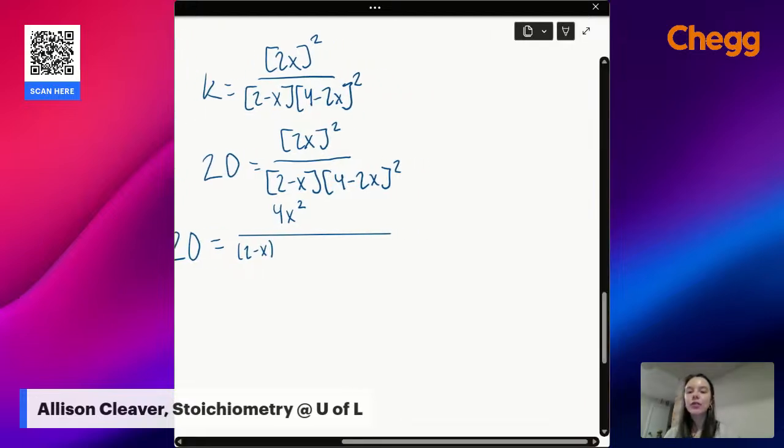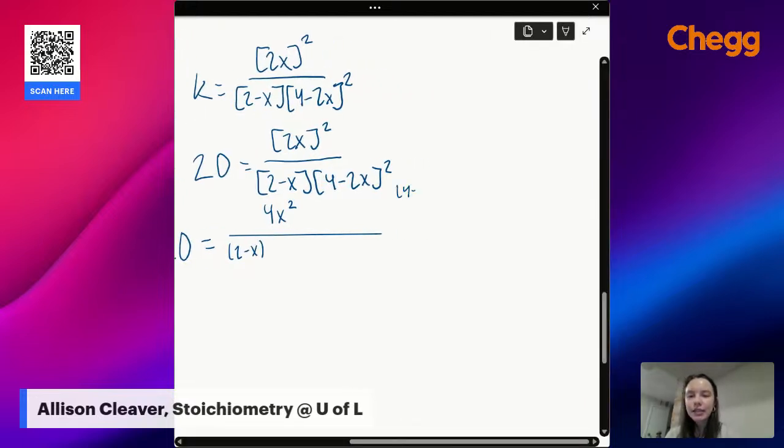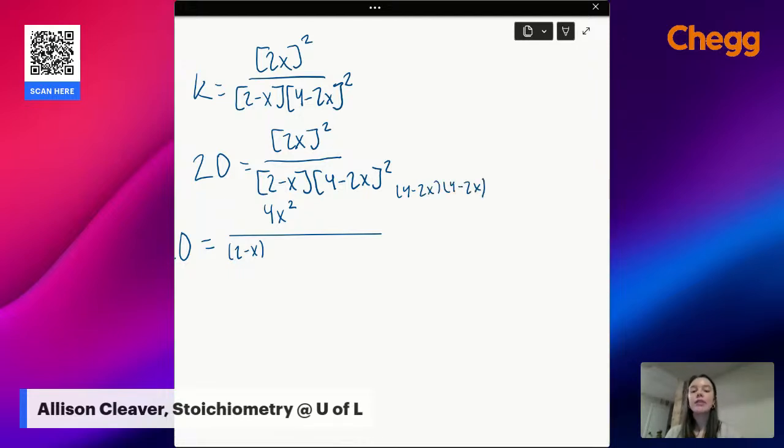Now let's square our 4 minus 2x. I always like to write it out somewhere. That way I know I'm not missing anything, and then we can FOIL. So first, we have 16 times outside. That would be negative 8x. Inside is another negative 8x. Last, negative 2x times negative 2x is plus 4x squared.